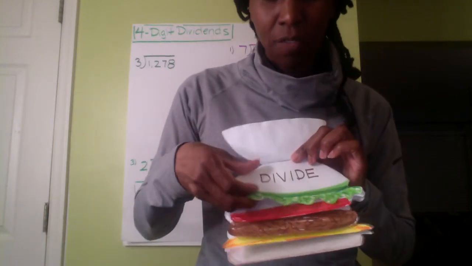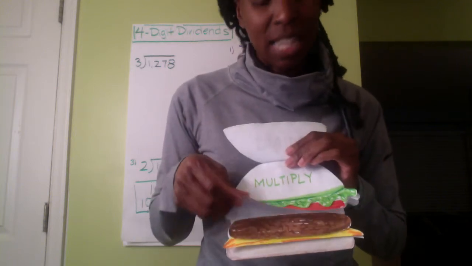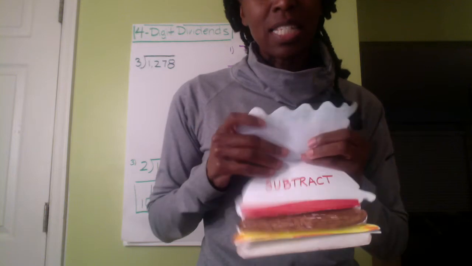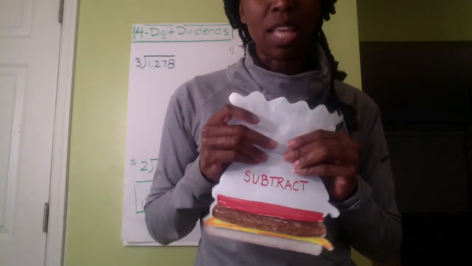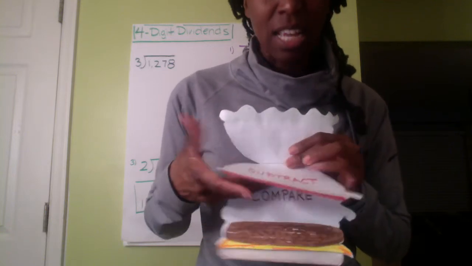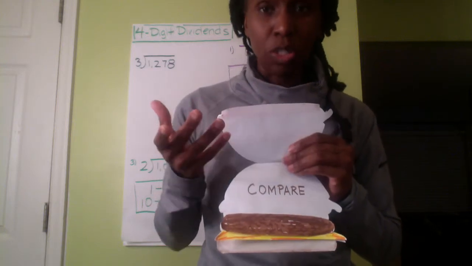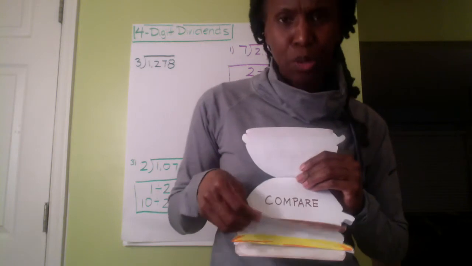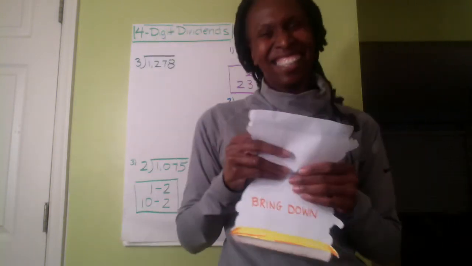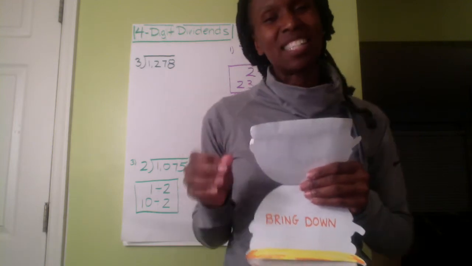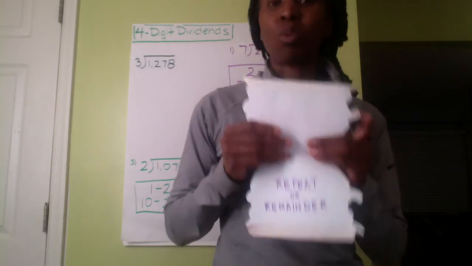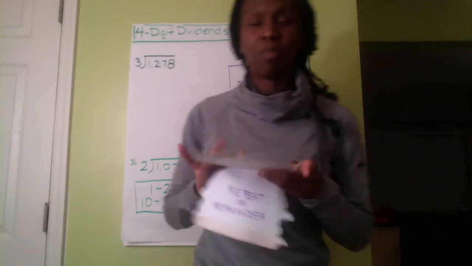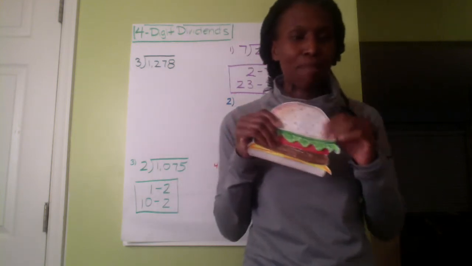McDonald's, the M stands for multiply. Does McDonald's sell? The S stands for subtract. Does McDonald's sell cheese? That C stands for compare or check, whichever one you want to use. Does McDonald's sell cheeseburgers? After you check or compare, you bring it down. And then after you bring down the next digit in the dividend, you are going to either repeat or you might have a remainder.